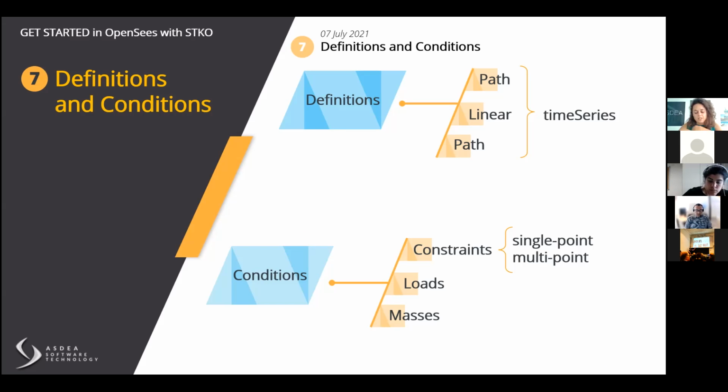Both of the 2 words, definitions and conditions, are in blue because these are words that do not exist in OpenSees. These are words that we use in STKO as a container of all other commands that are already in OpenSees to kind of put things together. But you will not find these words in OpenSees, not in the OpenSees documentation.